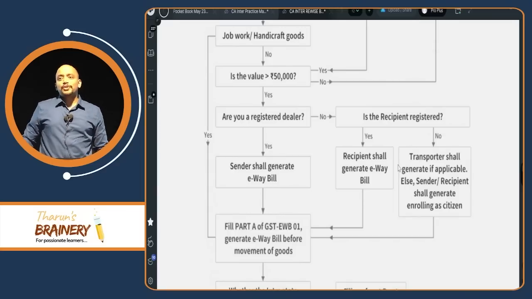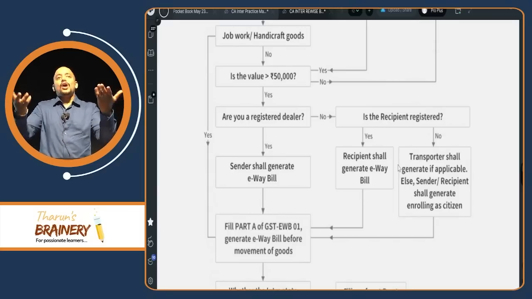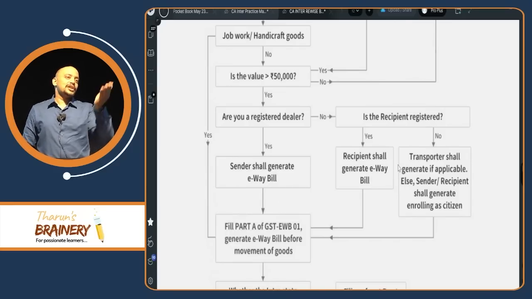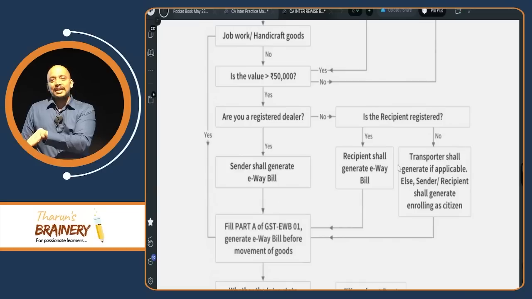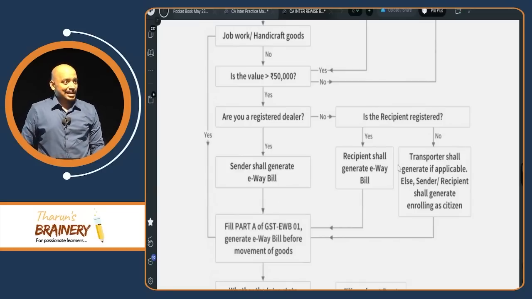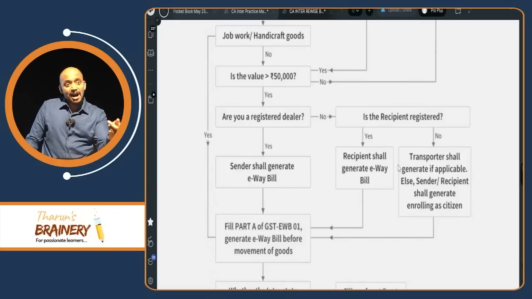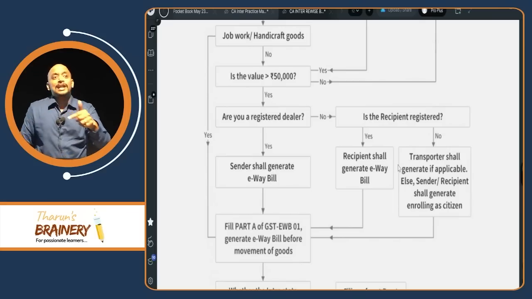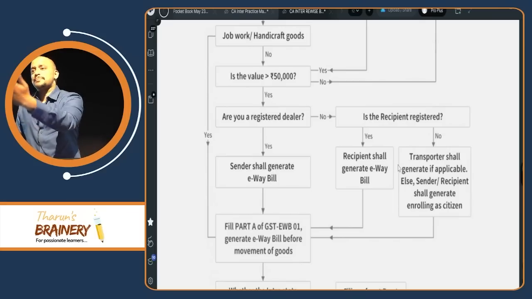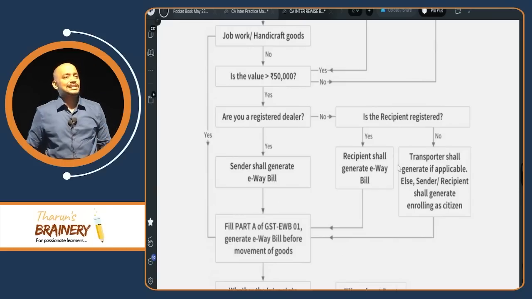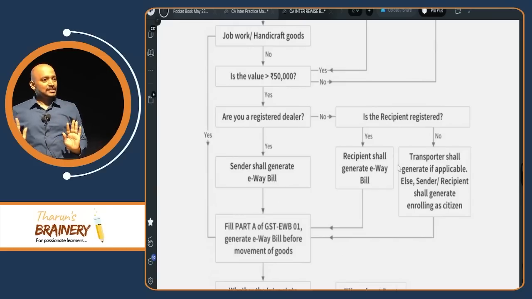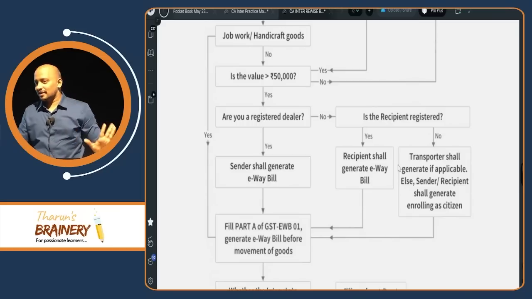suppose the transporter says, sir, I don't know how to generate e-way bill. I am not that much educated. If I were educated like you, why would I be driving the vehicle? So then in that case, the seller or buyer can generate the e-way bill by enrolling as a citizen of India using their permanent account number. They don't need a GST registration. Always e-way bill should be generated. So somehow you have to generate e-way bill.